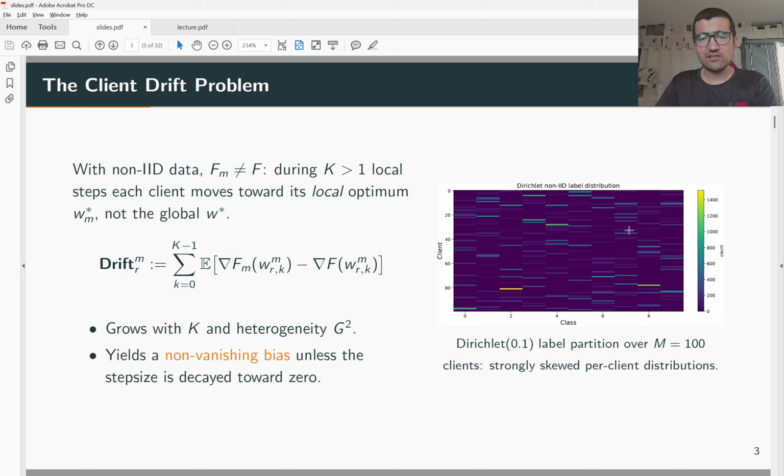To make non-IID concrete, this is the actual label distribution we use in our experiments, a Dirichlet partition with concentration 0.1 over 100 clients. Most clients see only a couple of classes. This is the regime we care about.